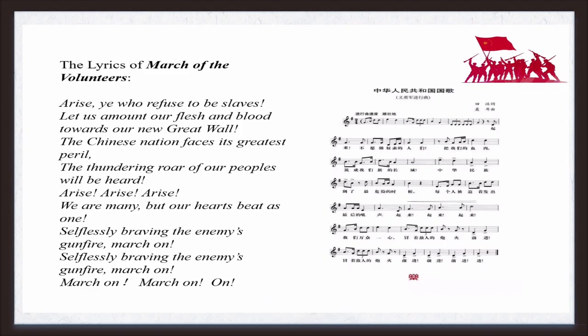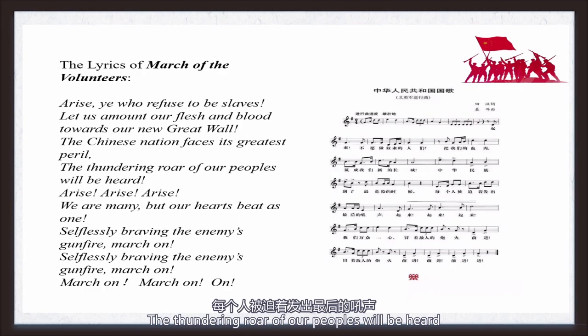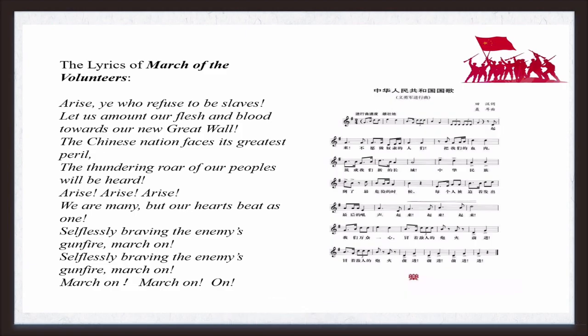March of the Volunteers. Arise, ye who refuse to be slaves. Let's mount our flesh and blood towards our new Great Wall. The Chinese nation faces its greatest peril. The thundering roll of our peoples will be heard. Arise, arise, arise. We are many, but our hearts beat as one. Selfless, braving the enemy's gunfire, march on. Selfless, braving the enemy's gunfire, march on, march on, march on.